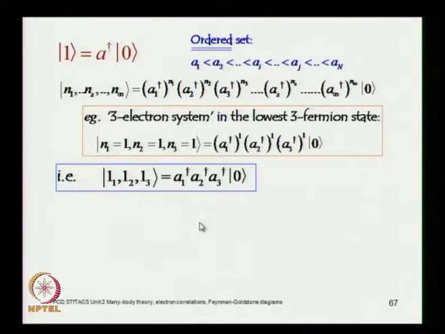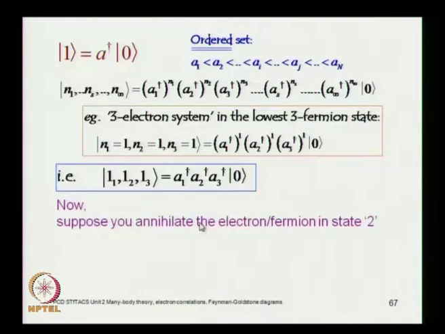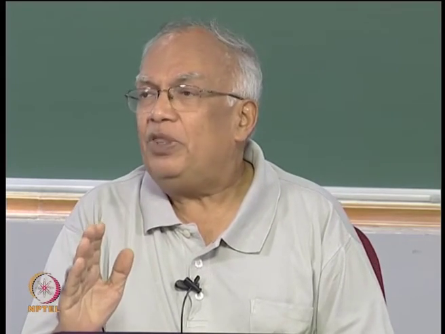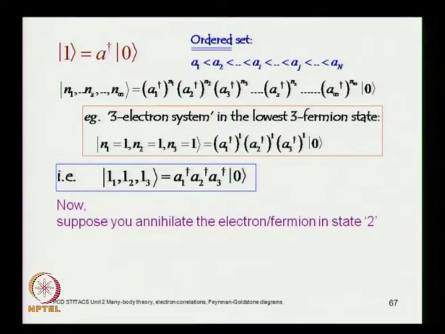Now, let us destroy an electron in the state 2. Suppose you have some mechanism, you can shine light on it and extract one of the electrons out of it. You can do various things. So, you destroy one electron out of these 3, which one? The one which was in state number 2.